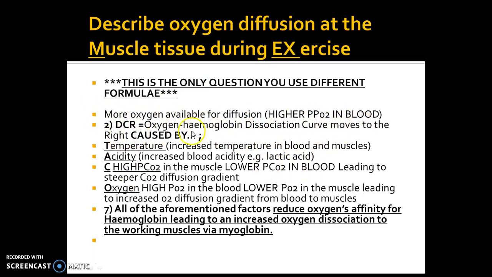Then we need to talk about the oxyhemoglobin dissociation curve moving to the right. This is caused by 1, 2, 3, 4. And then we need to say that there's a reduced affinity between hemoglobin and oxygen, leading to oxygen dissociation into the muscles via a substance called myoglobin. This is a luxury item, myoglobin. If you can remember it, fantastic.